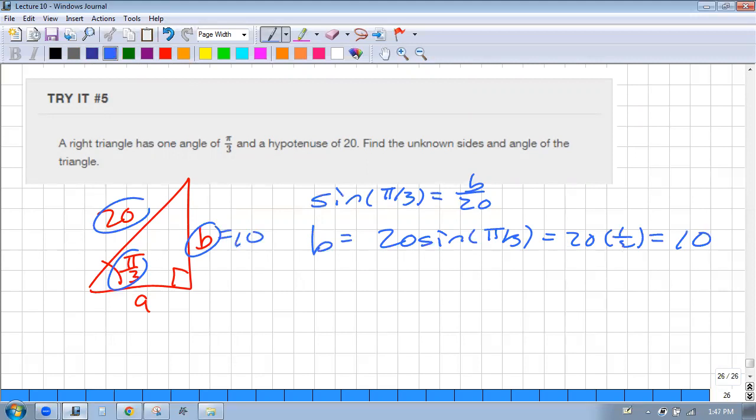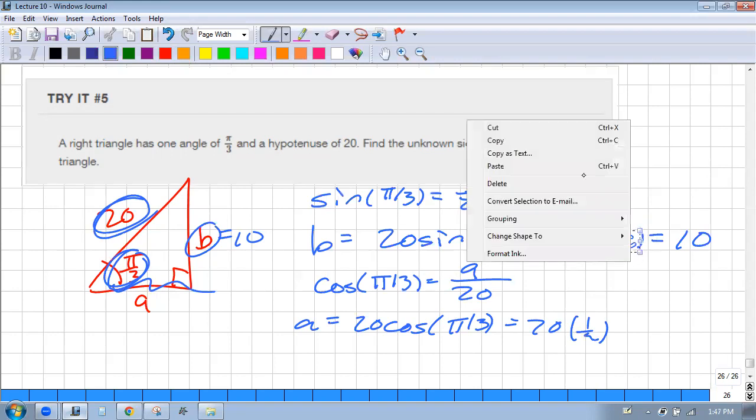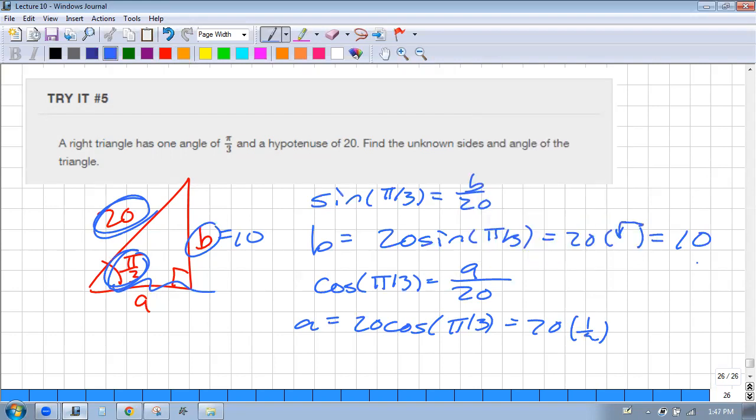Now I know this and I know that. I could use the Pythagorean theorem to solve for A, or I could use cosine of pi over 3, which is the adjacent side over hypotenuse. So A is 20 cosine of pi over 3. And cosine of pi over 3 is the x-coordinate. I screwed up my sine of pi over 3. This should be √3/2, so B is 10√3. Cosine of pi over 3, here's my pi over 3, the x-coordinate is the small number, the 1/2, so A is 10.